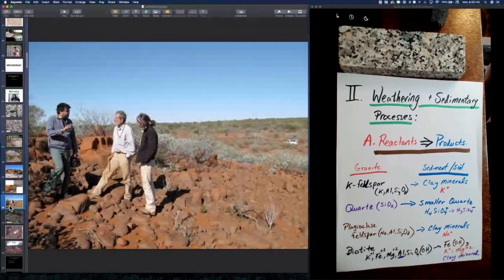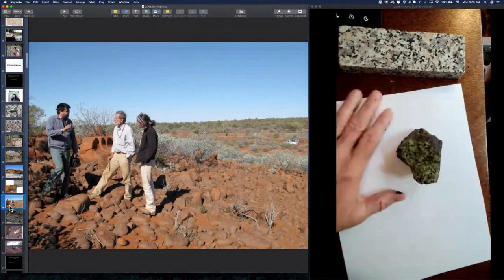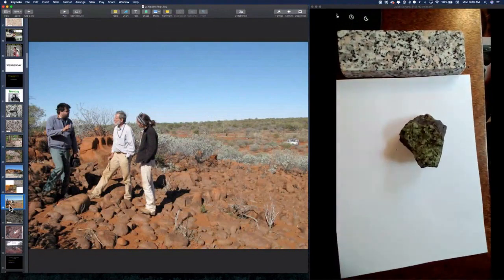But so let's think about this. If we took this material and we changed the composition, because on the field trip, people were finding black, grungy rock, and some people were smashing it with their hands.